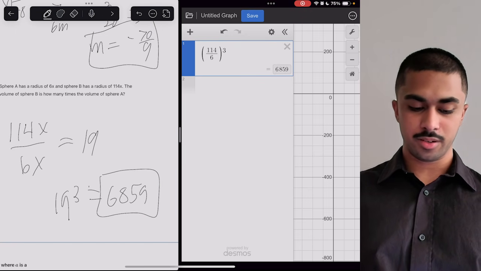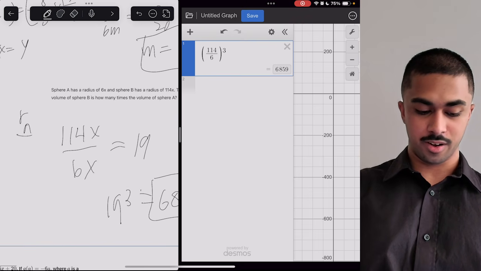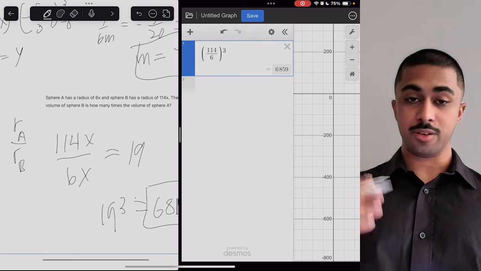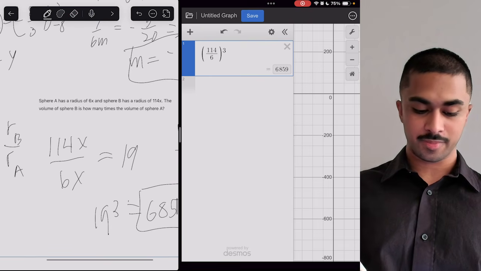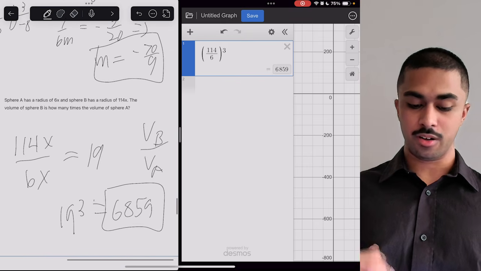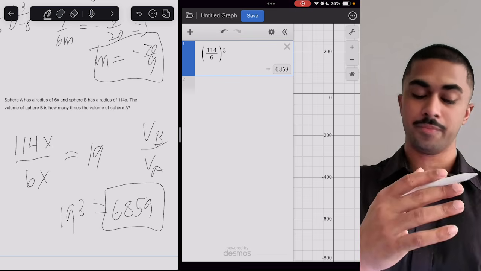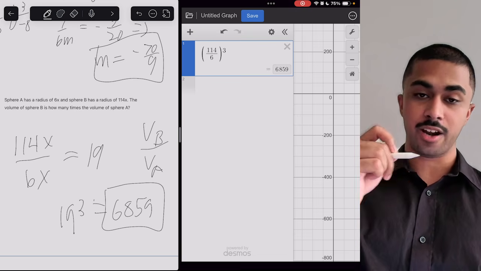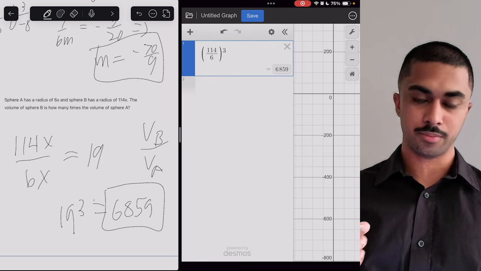The scale factor cubed is basically volume of sphere B divided by volume of sphere A. Because this is basically the radius of sphere B divided by the radius of sphere A. If the radius of sphere B divided by the radius of sphere A is 19, then the surface area of sphere B divided by the surface area of sphere A will be 19 squared, and the volume of sphere B divided by the volume of sphere A will be 19 cubed times larger.